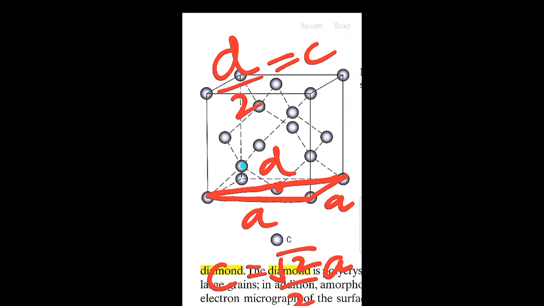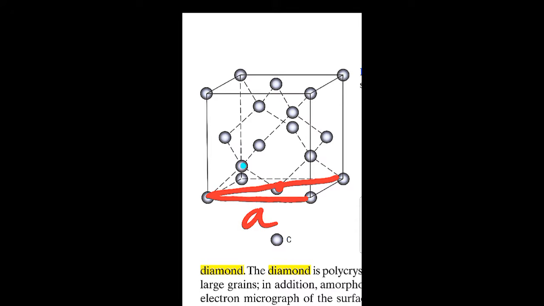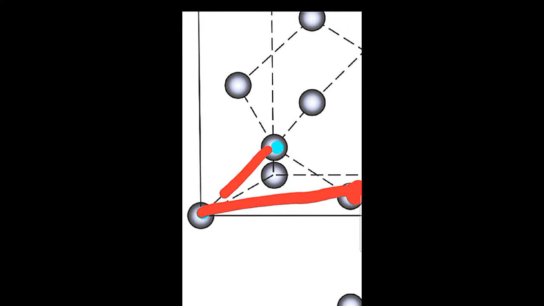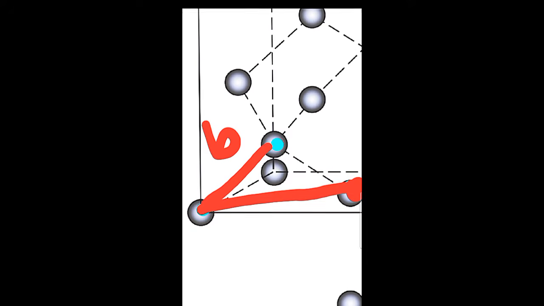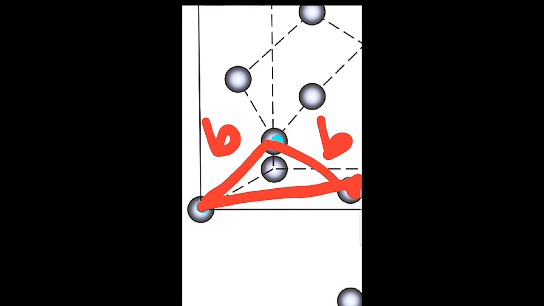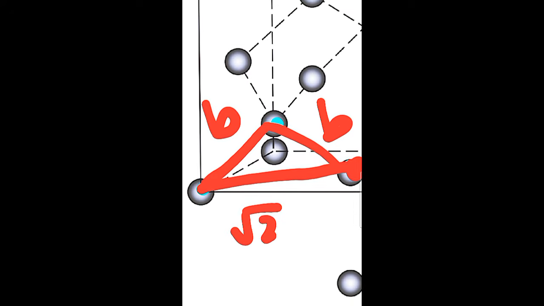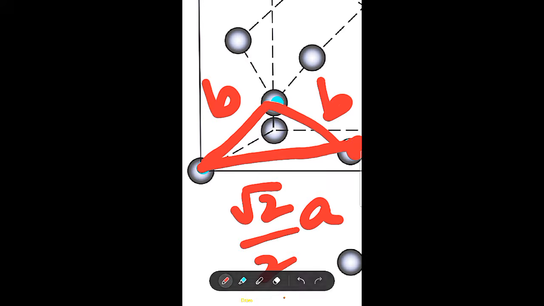All right, this is the C length, and yes, we have got it. It's root 2 by 2 times A, and I hope you can see that we have successfully calculated this length. This length is actually B, this length is also B, and this length is root 2 by 2 times A, and we know the angle.